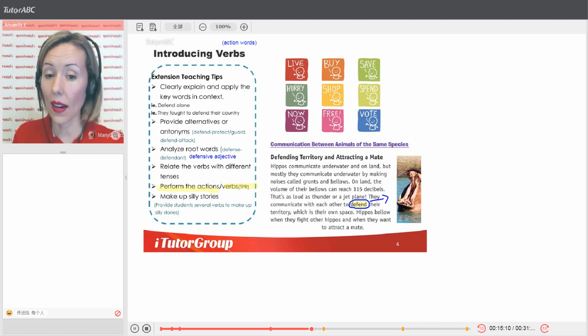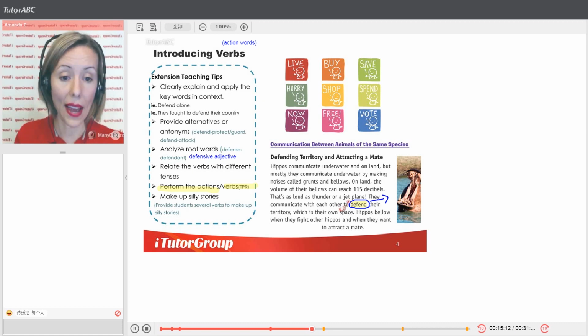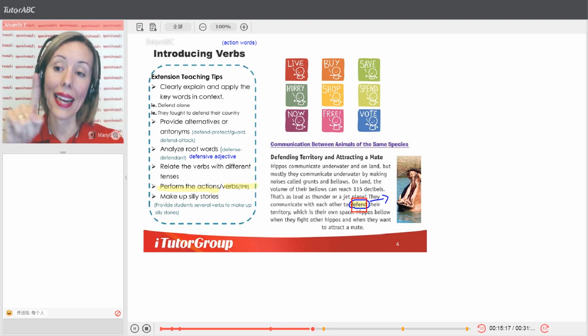So then they can not only learn just one word, defend. Once they get an idea of what defend means, they also know these other related words that they can use later on.